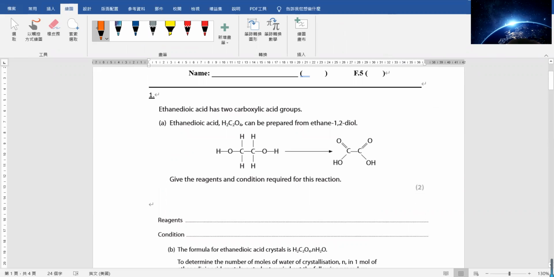Ethanedioic acid has 2 carboxylic acid groups, and it can be prepared from ethane-1,2-diol. Give the reagents. Obviously, this is a primary alcohol. Primary alcohol upon oxidation will first be oxidized to aldehyde and then go all the way to carboxylic acid. Since there are 2 primary alcohols, upon oxidation it will become the diacid. So the reagents are easy. The question doesn't ask you to name it, so you can use chemical symbols: acidified dichromate solution, and heat.